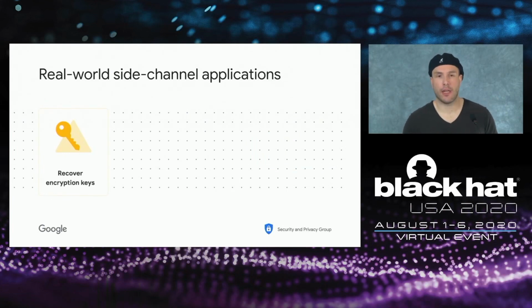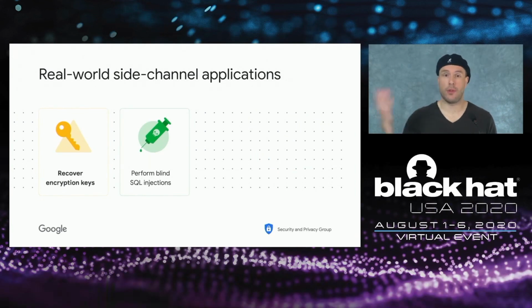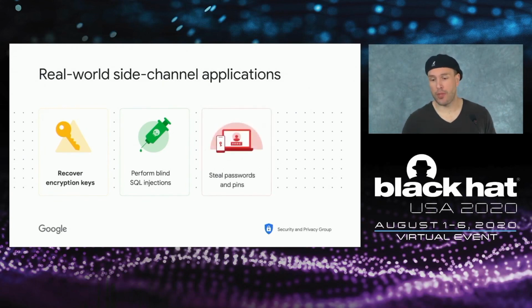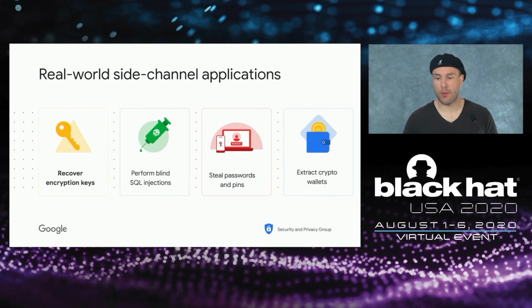A side channel attack is used, as I mentioned in the intro, to recover encryption keys. It is also used in the world of web security to perform blind SQL injection, where you cannot see the result of the injection, so you have to guess what the result is. It's also used to steal passwords and PINs, and finally, it can also be used to extract, as we showed in the example earlier, crypto wallet private keys. So basically, everything which is secret that you cannot observe directly, but you wish to guess or to recover, can usually be targeted by a side channel attack one way or another.